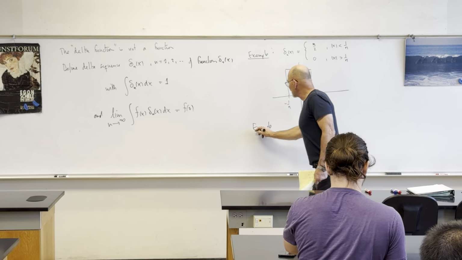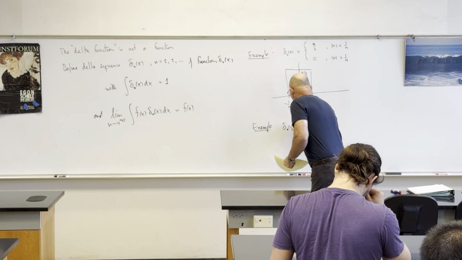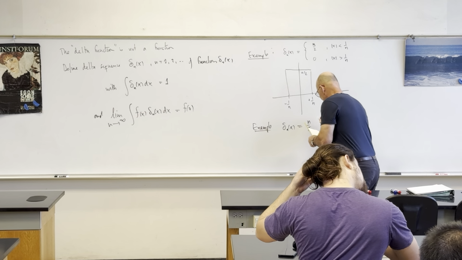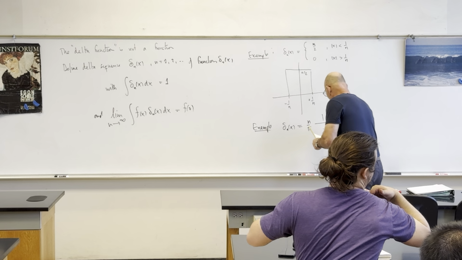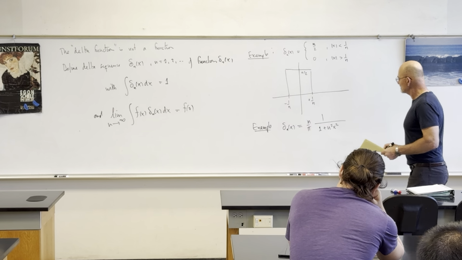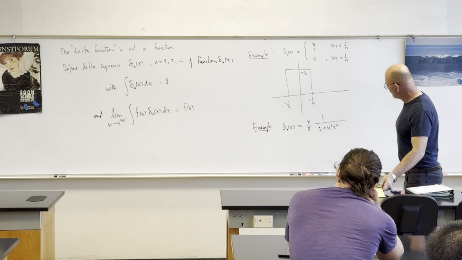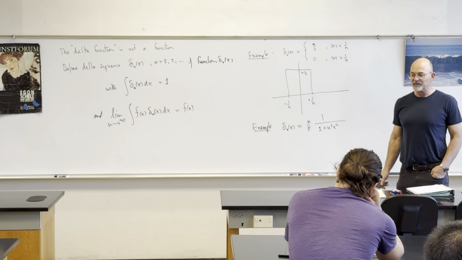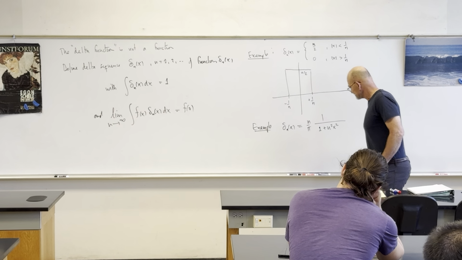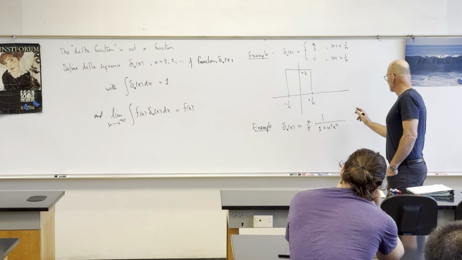Good. So the other example, this one's kind of fun. Delta n of x equals n over pi times 1 over 1 plus n squared x squared. What we're going to do on these examples is prove that they really are a delta function, that they really have this property here. This will look familiar. It will in a moment.